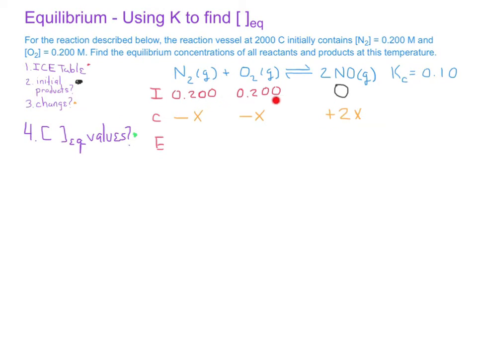Now that we know all of the initial and change values, we can use the initial and change for each reactant and product to calculate the equilibrium values. For the nitrogen gas, 0.200 minus x gives us an equilibrium concentration of 0.200 minus x. Since the oxygen has the same values for initial and change, we get the same value, 0.200 minus x. In the case of nitrogen monoxide, we started with 0, and then it increased by 2x, so at equilibrium, the nitrogen monoxide gas will have a concentration of 2x.